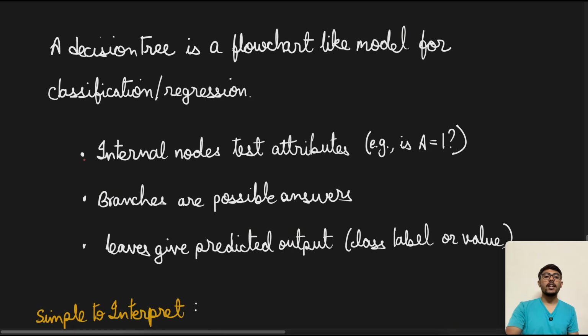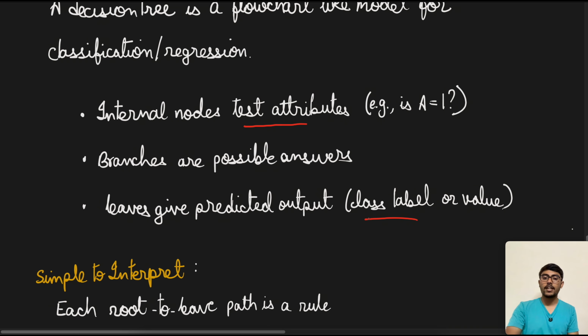So first we'll see internal nodes which are there inside the tree will behave as test attributes, right? For example, is A equal 1, is B equal 1, likewise. Then we have branches. So branches are possible answers that can lead from this particular decision junction. Okay. The third is leaves, which give predicted output, right? And they are the final class label or value that has come from a chain of decisions, right? Or test attributes being of some specific value.